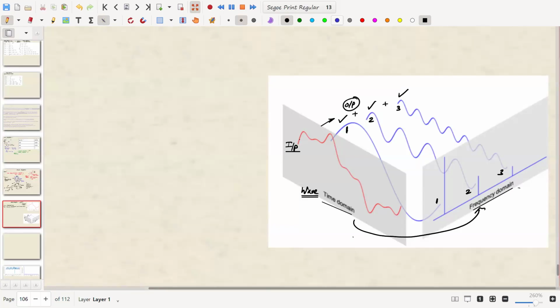Just by applying the Fourier transform. Okay, this is the job of Fourier transform. You take the data in time domain and you apply Fourier transform, then it will translate into the frequency domain. So you can see, and you should ask me the question, what is the frequency domain in this case?